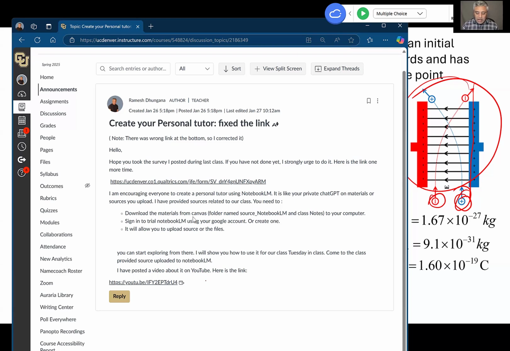So here it says download the materials from Canvas and then sign into trial NotebookLM. So there is a paid version and there is a trial. So we are using the trial. For us, trial is good enough. Okay. And it will allow you to upload the source file, it says.